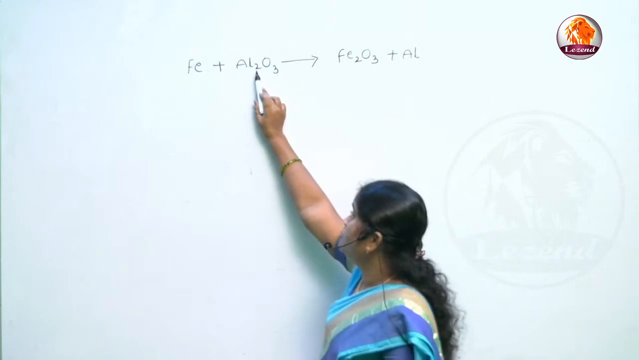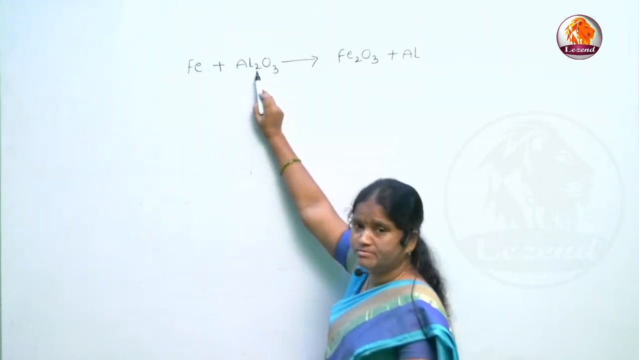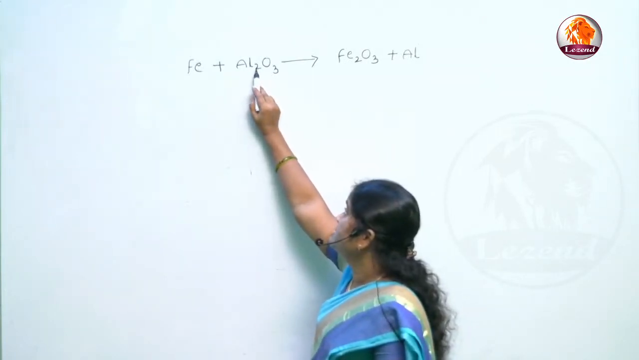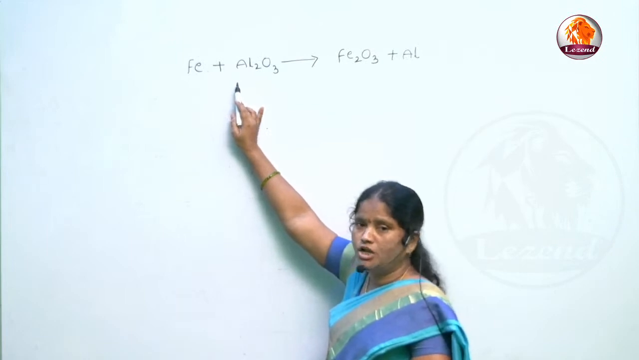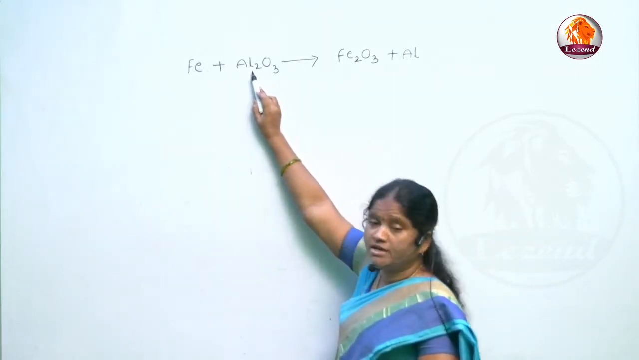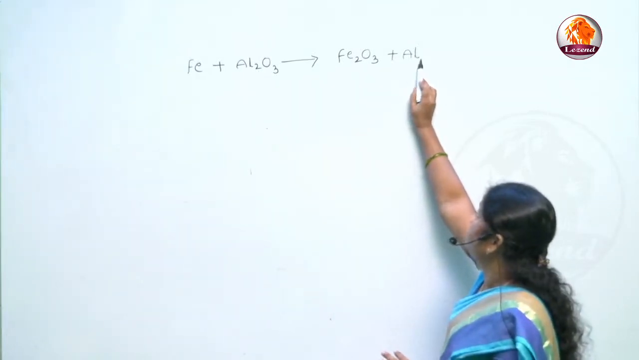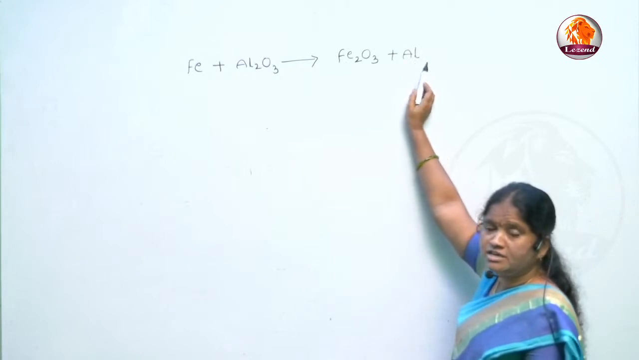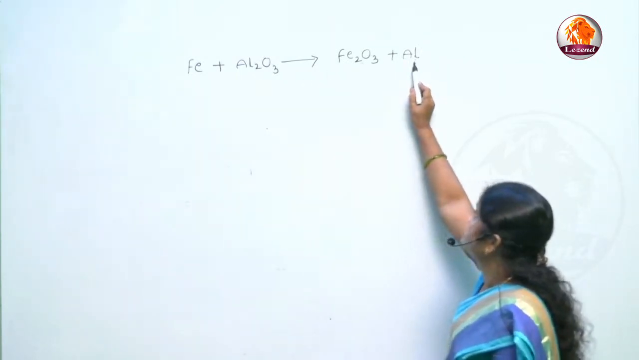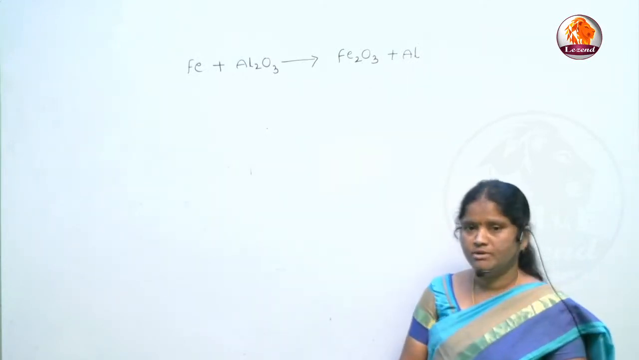In the same way, aluminum: Al2O3 is aluminum oxide, Al means aluminum. The symbol of aluminum is capital A, small l, Al. Al2 indicates 2 atoms of aluminum. In aluminum oxide, how many atoms of aluminum are there here? 2. On the right side, the product side, we have written Al only, which indicates 1 atom of aluminum. On the left side 2 atoms we have, but on the right side only 1 atom. That means we need to balance the aluminum atoms also.